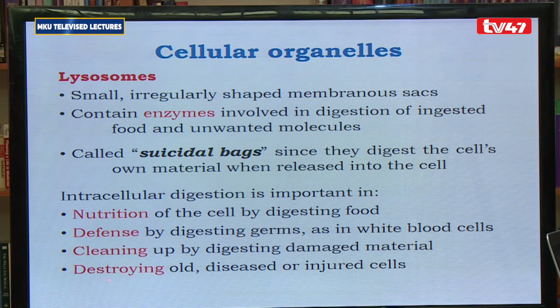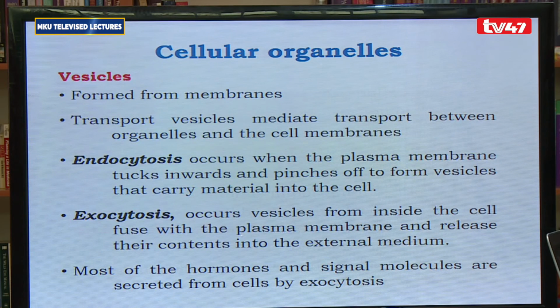Like I had said also, the lysosome can be used to destroy old, injured, or even diseased cells. So when a cell is old and its time is up, it destroys itself by releasing the contents of the lysosome, so that the cell digests its own contents. So it is involved in digestion of ingested food and also unwanted particles. It's a very important organelle for cells.